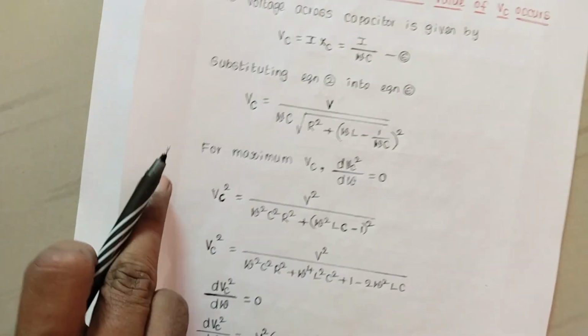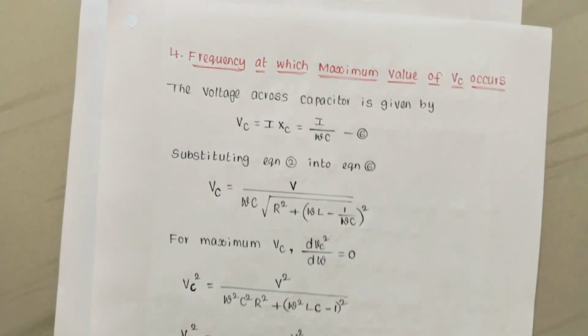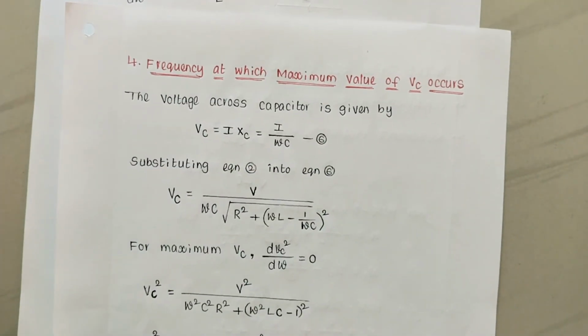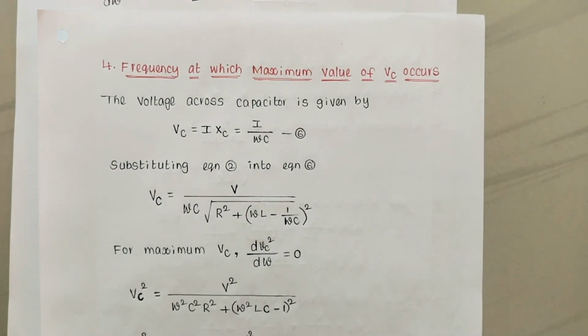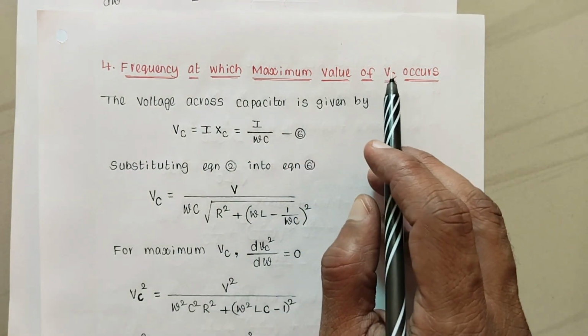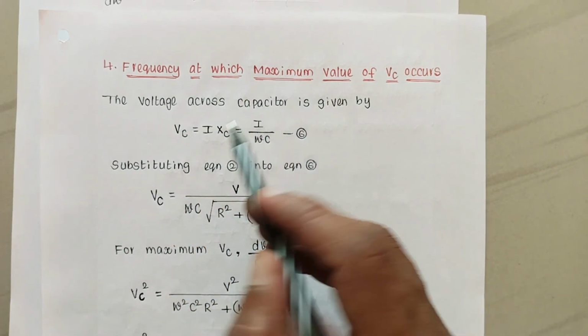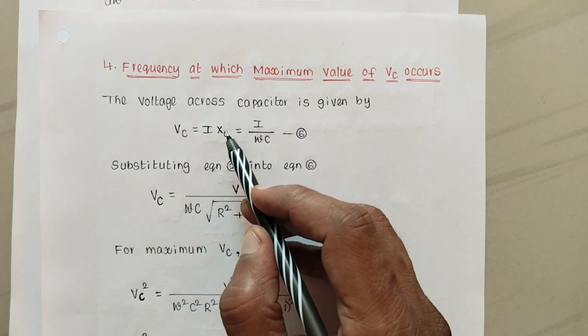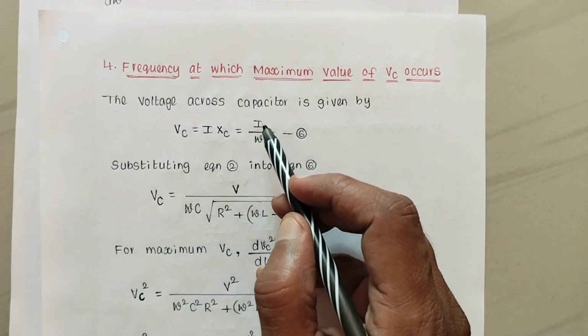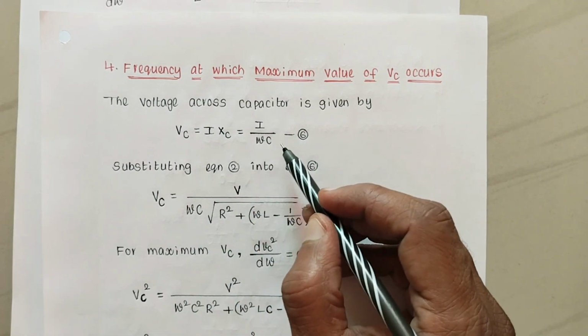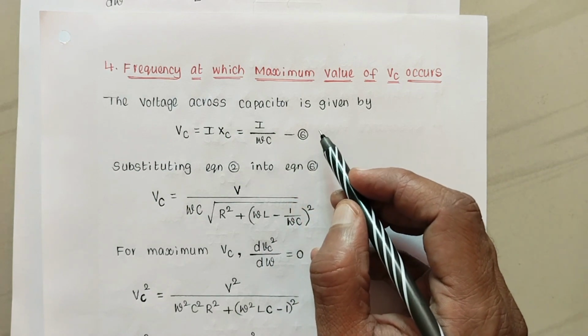Similarly, we have to find the frequency at which the maximum value of Vc occurs. So the voltage across the capacitance is maximum, then at which frequency is the voltage across the capacitance maximum? So the voltage across the capacitor is given by Vc is equal to I Xc, which is equal to I into Xc, and Xc is 1 by omega C. So let it be equation 6.